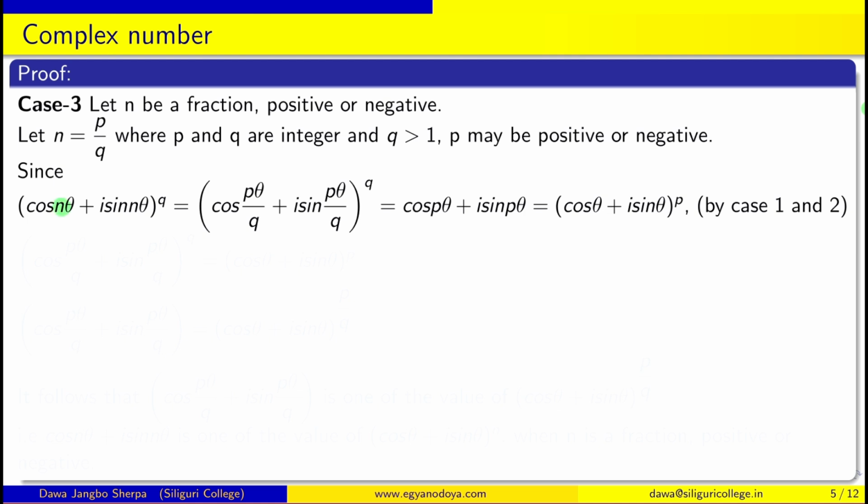(cos n theta plus i sin n theta) whole to the power q can be written as cos p by q theta plus i sin p by q theta, because n is equal to p by q. This can be written as cos p theta plus i sin p theta, because when you take this q inside, this q will get cancelled. We are left with p theta, and here also p theta. So this is equal to (cos theta plus i sin theta) whole to the power p, taking this p outside, by case 1 and case 2.